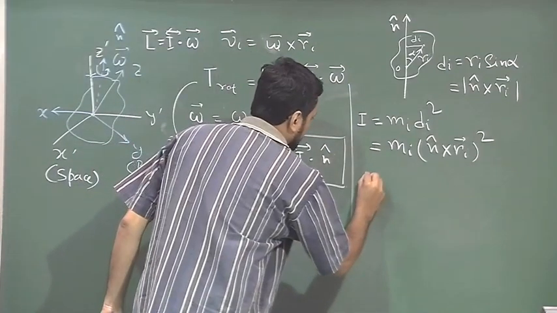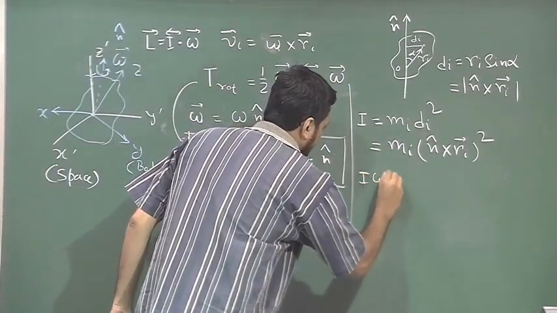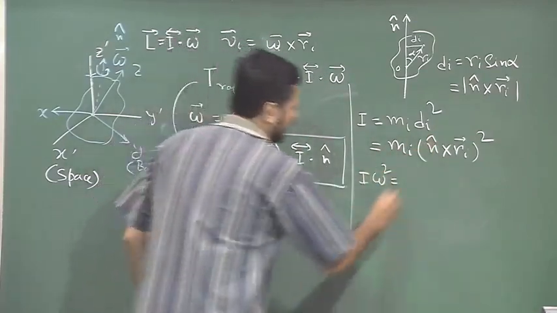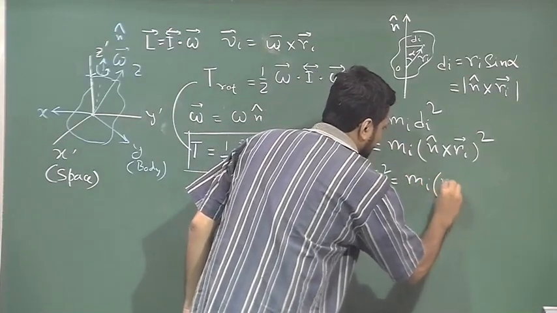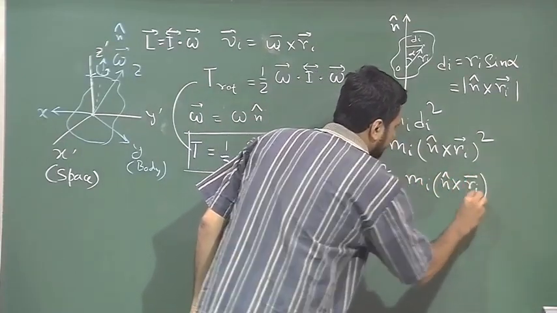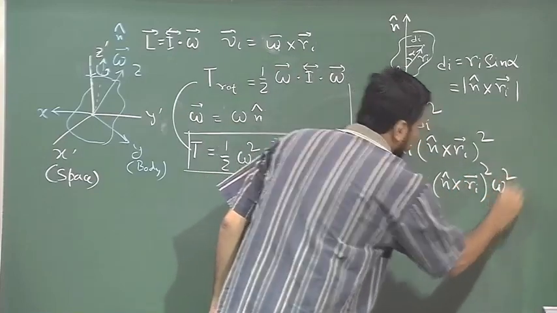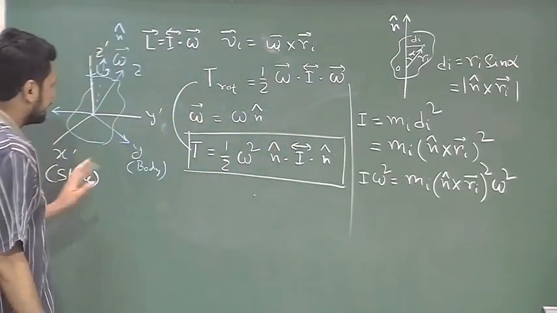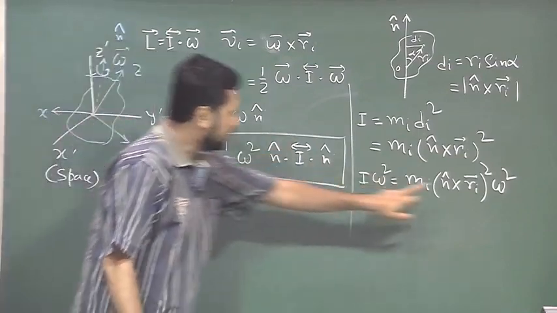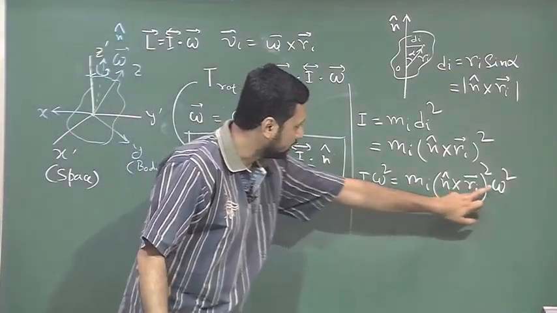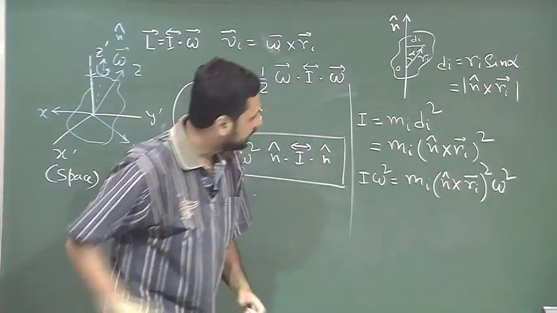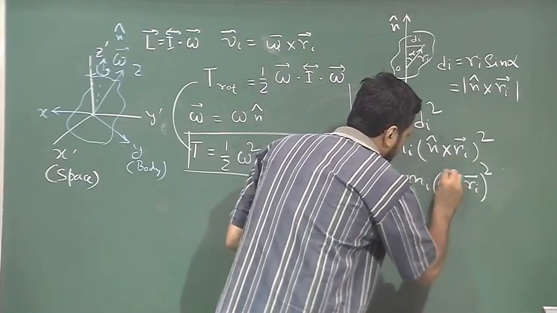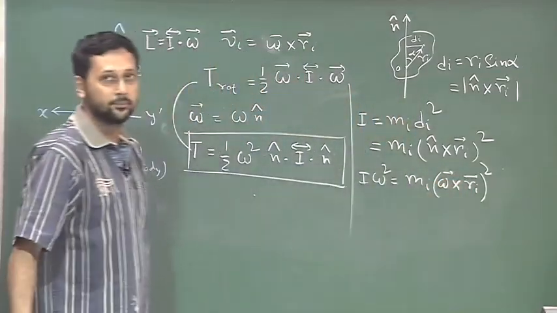Now, if I compute I omega square, which will be multiplying this thing with omega square, it will be mi. Why we are doing it, we will know in a moment. Just be patient for a while. Okay. Now, once again we can use the relation that omega is equal to omega n cap. So, actually we can take this omega square inside and we can write this as omega cross Ri whole square, right.